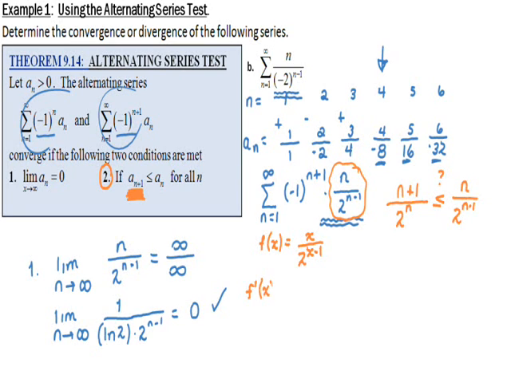You're going to have to use the quotient rule. So the derivative of the top times the bottom minus the top, now we're going to take the derivative of the bottom. So that would be the natural log of 2 times 2 to the x minus 1. And we just divide that all by 2 to the x minus 1, all squared.